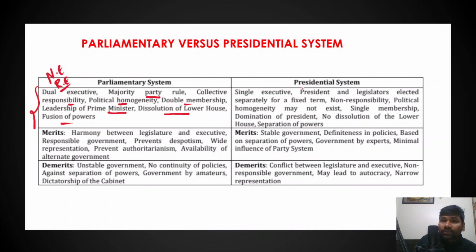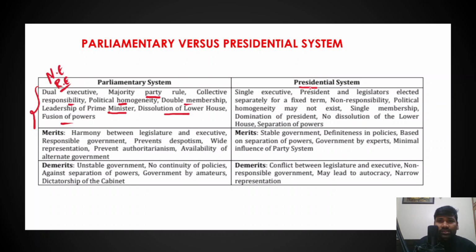However, what are the features of the presidential form of government that we see in countries like the US? In fact countries like Sri Lanka also have this presidential form of government, but the parliamentary form of government suits India because of our colonial experiences.